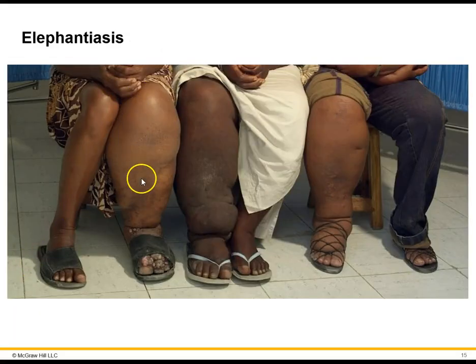Here are examples of elephantiasis. So you can see the affected limbs have massive swelling in them, and this is due to the lymphatic vessels being blocked by parasitic worms.